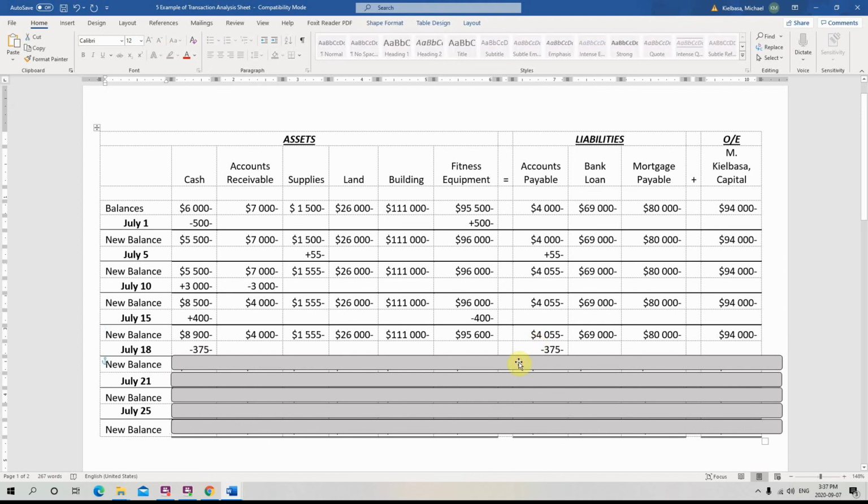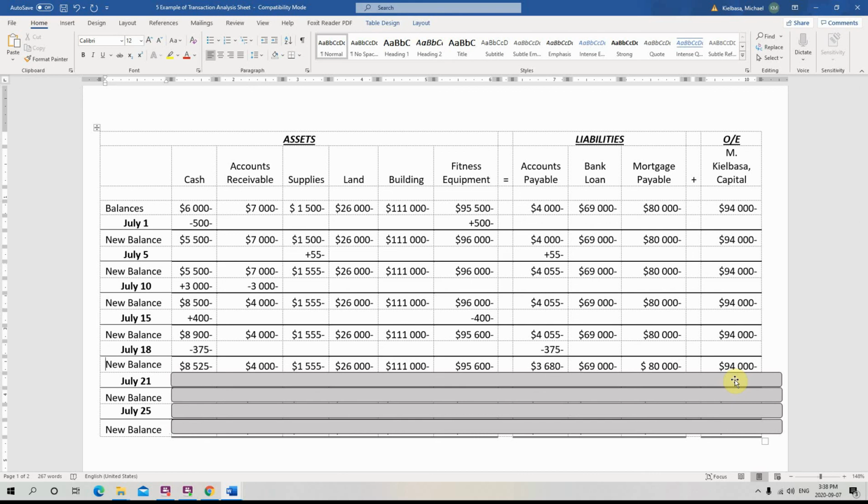All right, next one. Let's assume that on July 21st, the owner gives the business $800 cash. So cash is going to go up 800, and then owner's equity is also going to go up 800, because remember the business entity principle. Whenever the owner gives the business anything, the value of the business is going to go up.